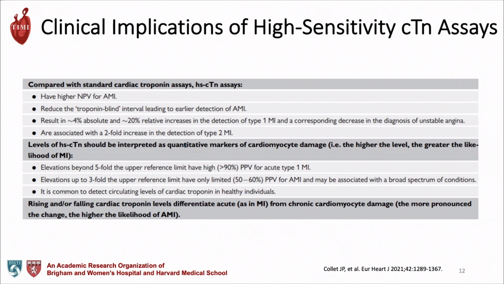And so with the greater use of high sensitivity troponin assays, the proportion of all non-ST elevation acute coronary syndromes that are related to unstable angina, which is troponin negative, has been decreasing over time. So that's an important concept.